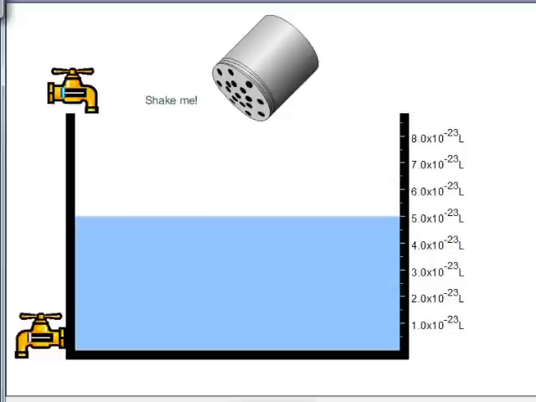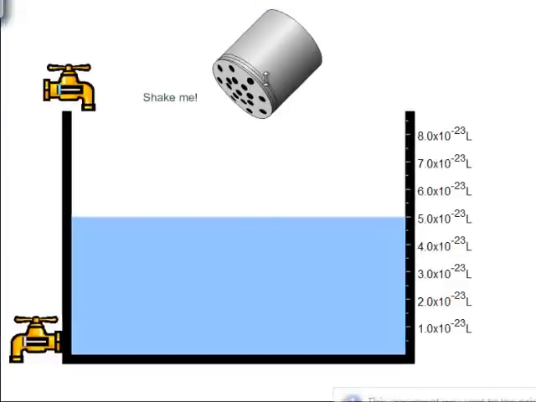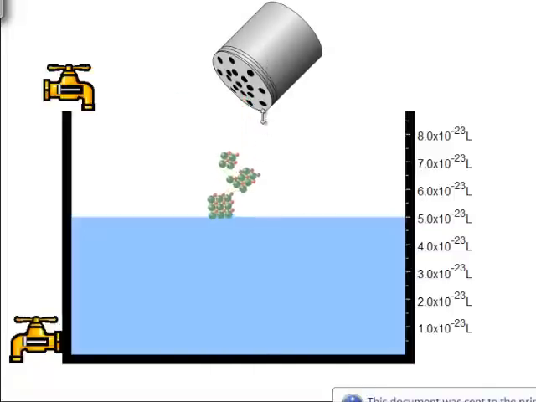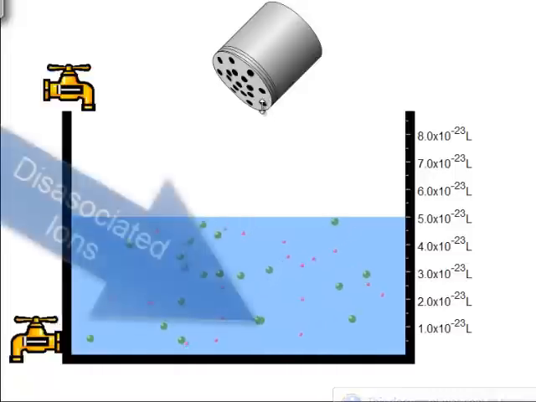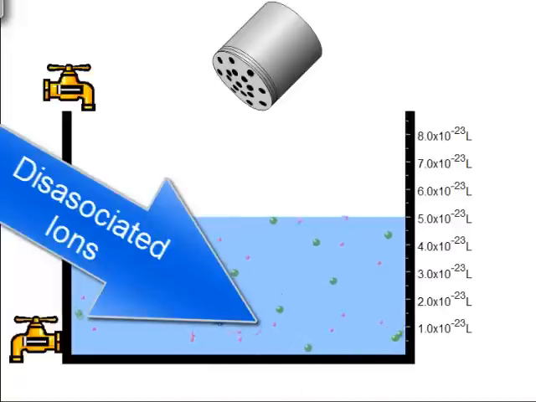Ooh, a movie. This is one where you can move things. Check this out. Sodium chloride, a salt shaker. Sodium chloride in water. Sodium chloride is a soluble salt, so it should be a strong electrolyte, and it should dissociate 100% into the sodium ions and the chloride ions, and it does. Notice when we shook it under the water, it dissociated.